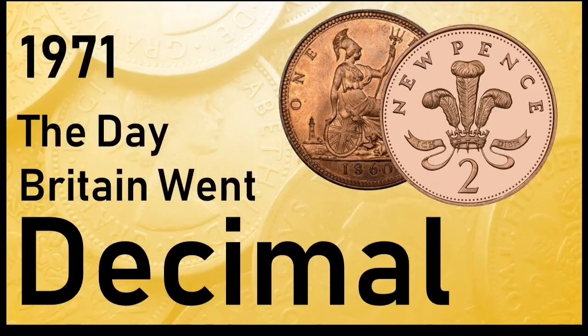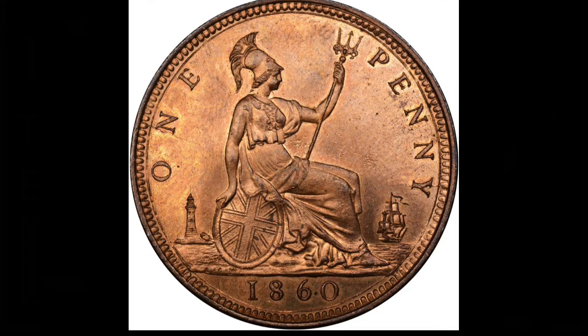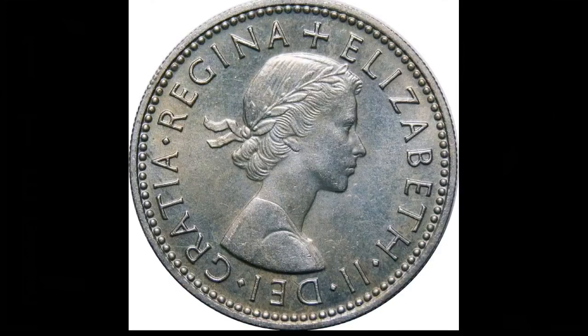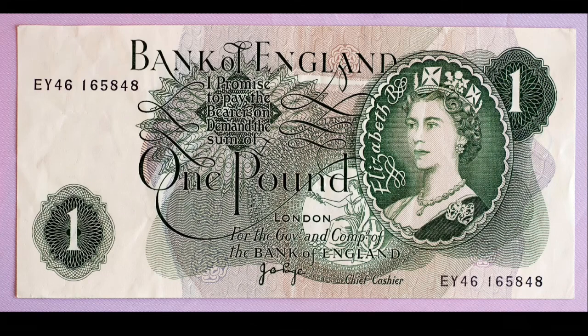The first thing to be aware of is that the currency changed in 1971 when decimalisation occurred. Before 1971, the English currency was based on the number 12 and not the number 10. There were three key units of currency: the penny, the shilling and the pound. There were 12 pennies in a shilling and 20 shillings in a pound, and therefore 240 pennies in a pound.